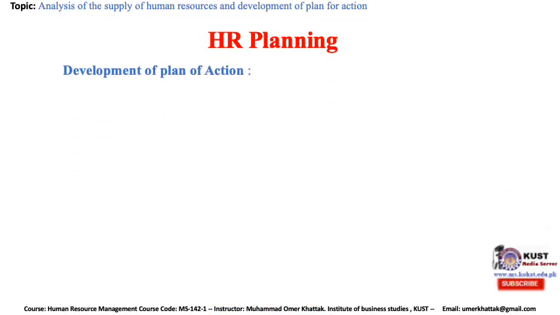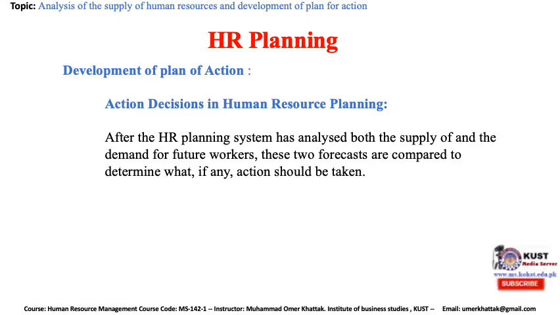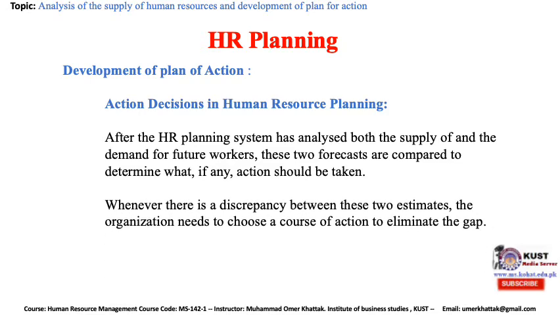Development of plan for action. Action decisions in human resource planning. After the human resource planning system has analyzed both the supply and demand of the future workers, these two forecasts are compared to determine what, if any, action should be taken. Whenever there is a discrepancy between these two estimates, the organization needs to choose a course of action to eliminate the gap.